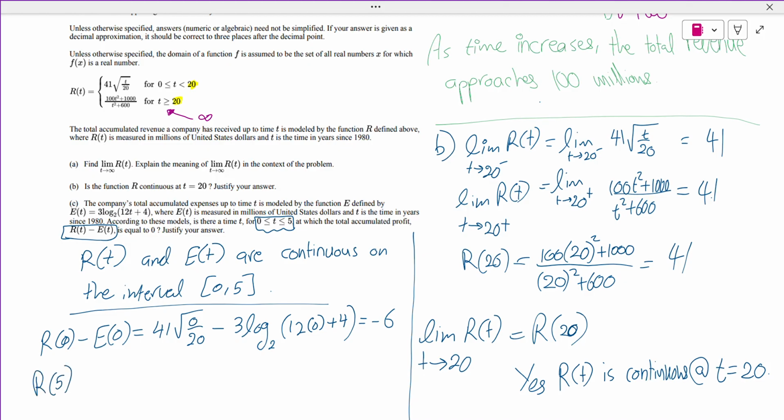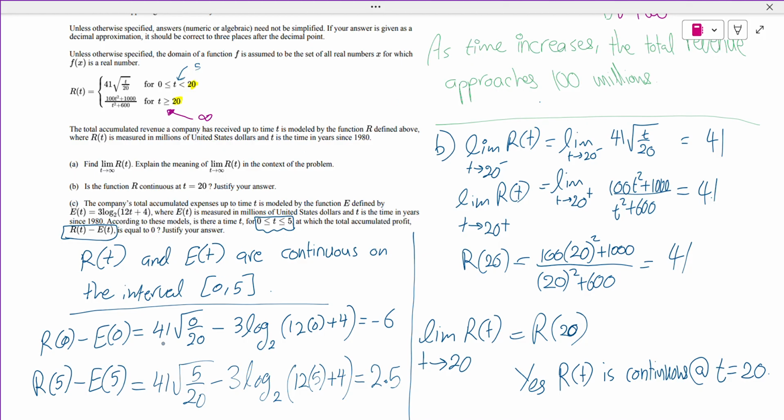And do it again for r of 5 minus e of 5. So 5 lies here in this interval. So we will write 41 square root of 5 over 20 minus, again, copy the function e given by the question, but replacing t with 5 plus 4, and evaluate. You should get 2.5. So we found the profit at t equals 0. We found the profit at t equals 5.